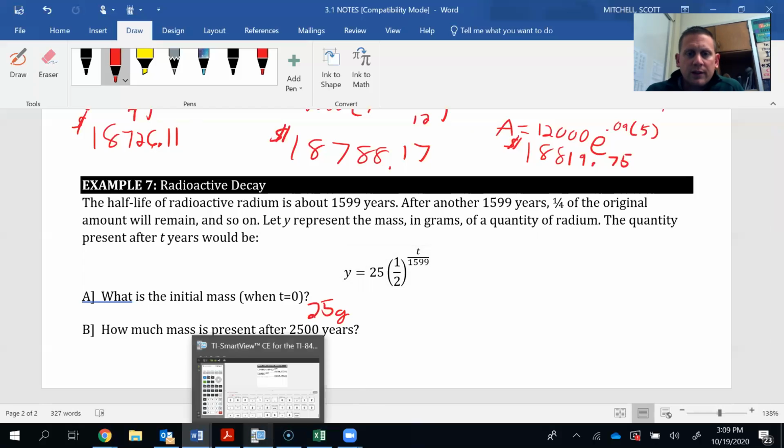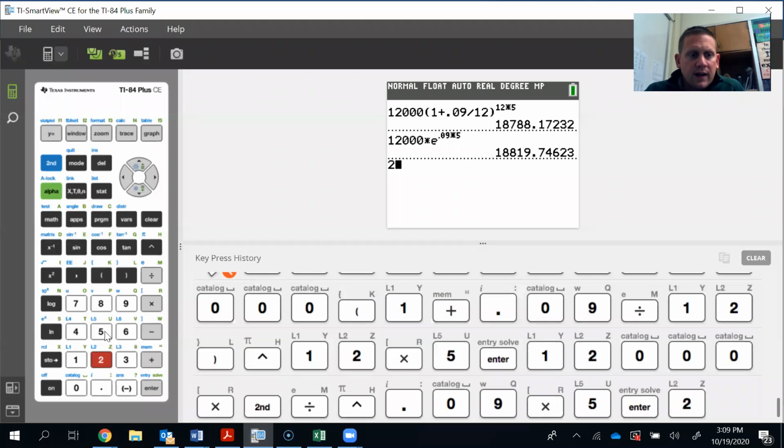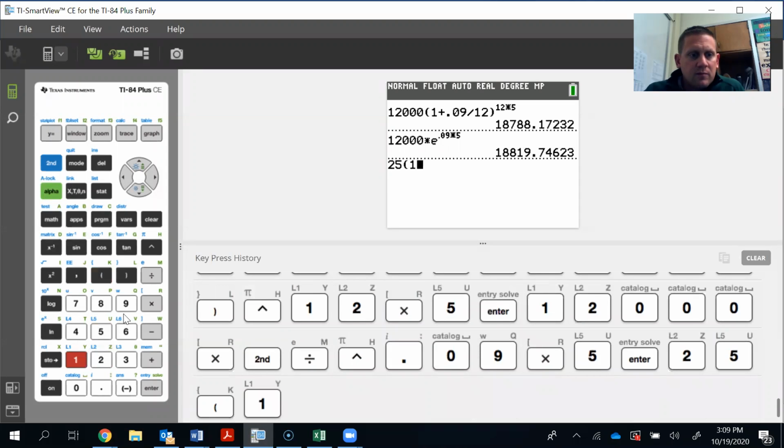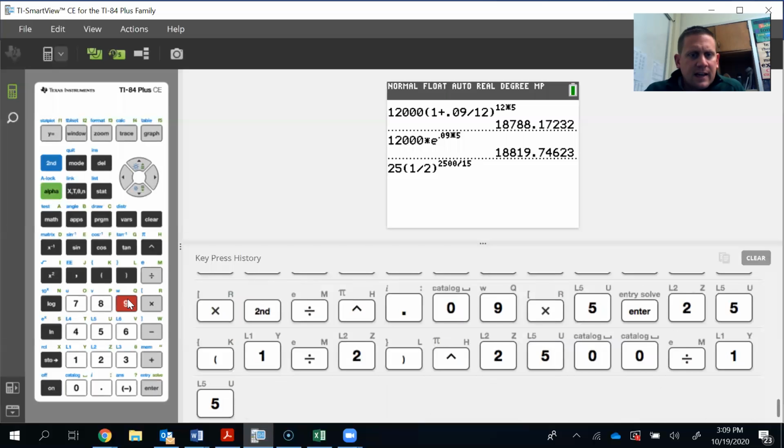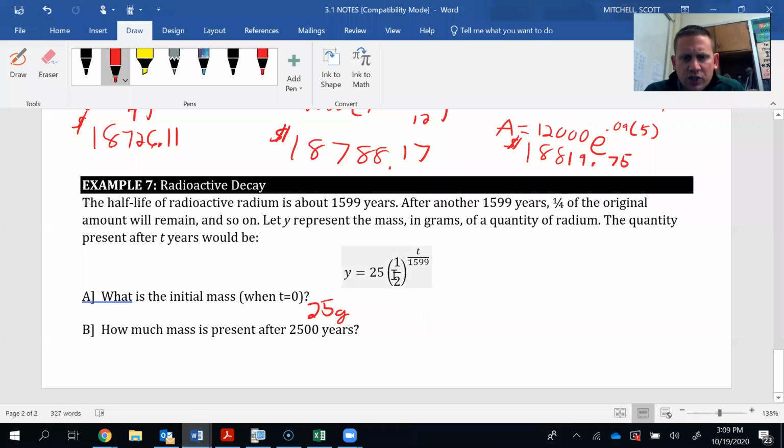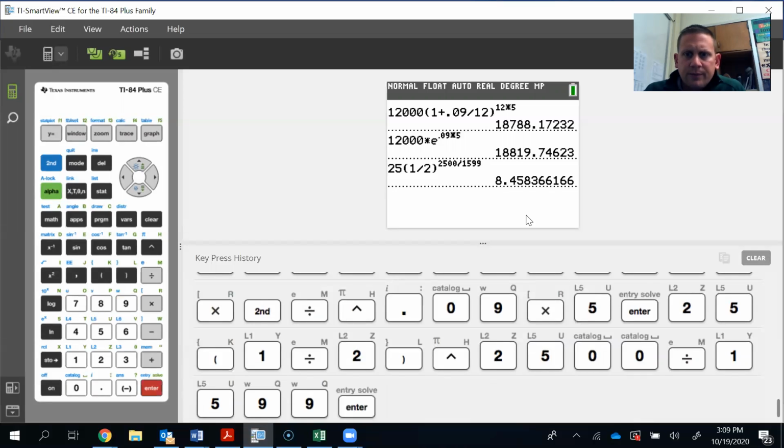So we're going to take our calculator. We're going to go 25 times 1/2 to the 2,500 divided by 1599 power. I believe I copied all that stuff right. Before I hit enter, I'm going to check it. Yes. And then I'm going to hit enter. 8.45, 8.46 grams.